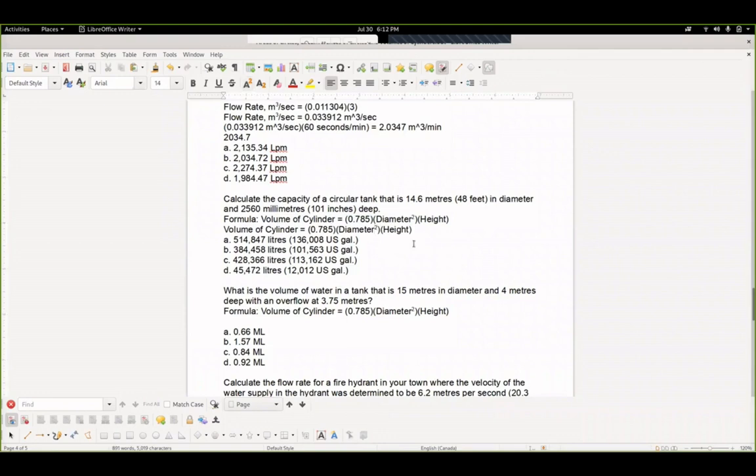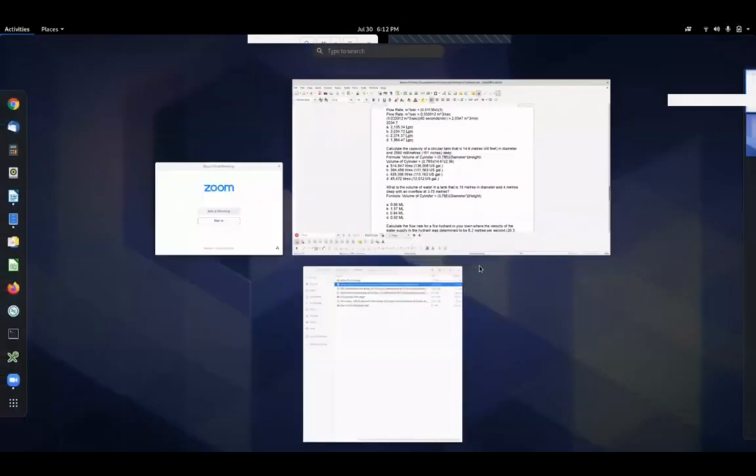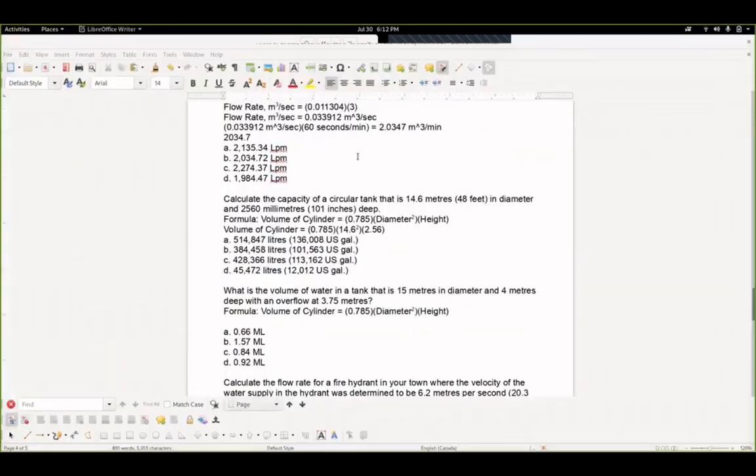So we know that the diameter is 14.6 meters. And we know that we want the height in meters as well, so we're going to divide the number of millimeters by 1,000 to get the number of meters, or in other words, move the decimal point 3 places to the left. So now what we're going to do is calculate that.